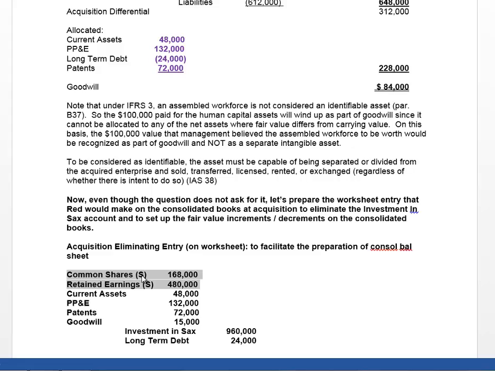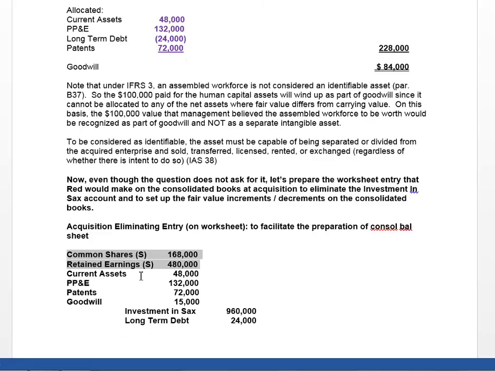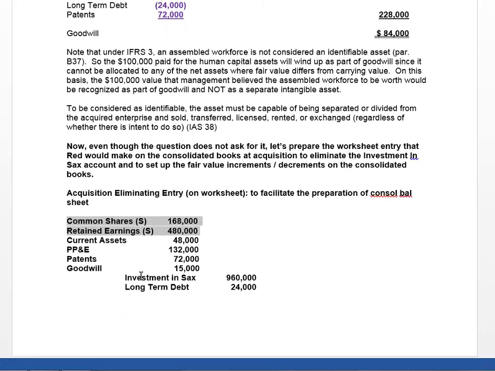Who are the shareholders in Red? They don't care about the common shares of Saks and the retained earnings of Saks. They care about the common shares and retained earnings of Red, not Saks. So we eliminate them, not literally from Saks's books. We don't do that. But what we are concerned about is the fact that we don't want to double count that equity, that book value that we now control, right?